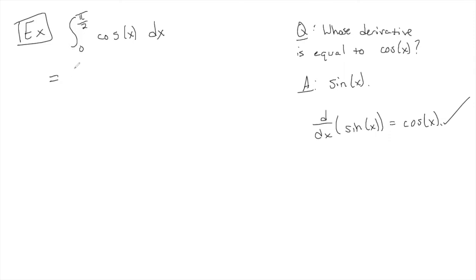Okay, so I just get sine of x on the interval 0 to pi over 2, and I evaluate. What's sine of pi over 2 minus sine of 0? Sine of pi over 2 is 1, and sine of 0 is 0, so I get 1. Great.